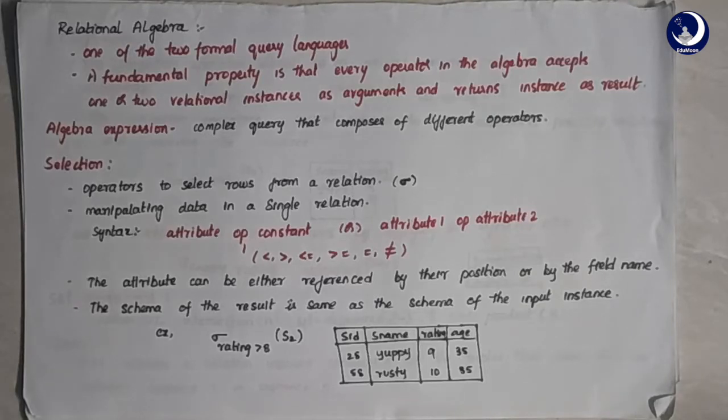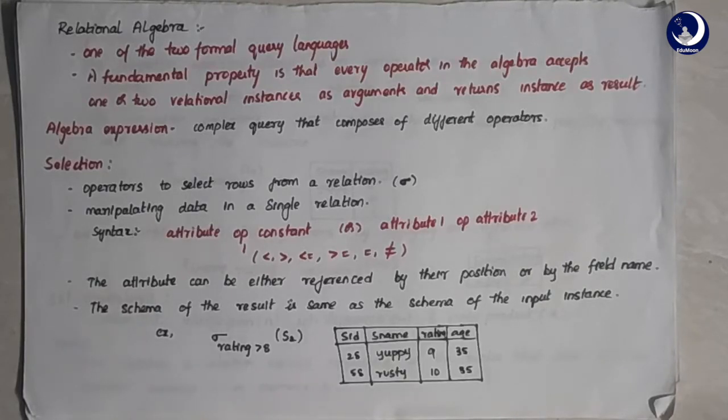The first basic operator that we have in relational algebra is the selection operator. What does a selection operator do? A selection operator in relational algebra is used for selecting particular rows of a relation instance. This is generally used for manipulating the data in a single relation. The syntax that we use for doing so is attribute, followed by the operator, followed by a constant. That means here the operator is applied on a constant and the attribute of the relation.